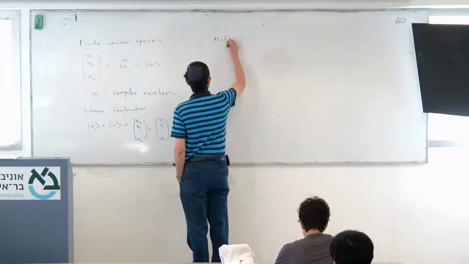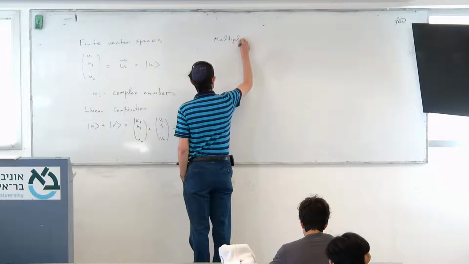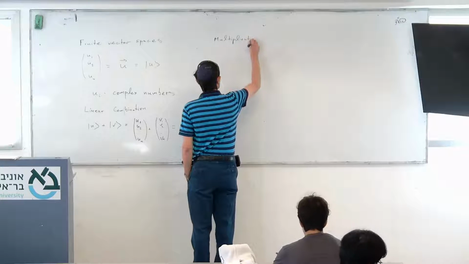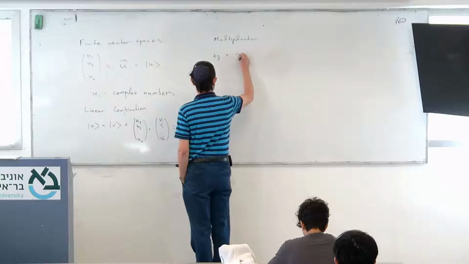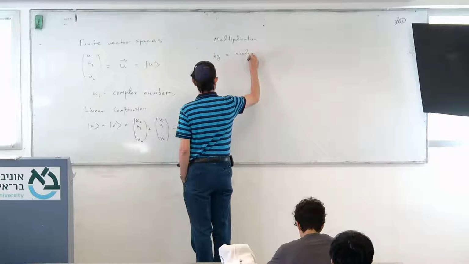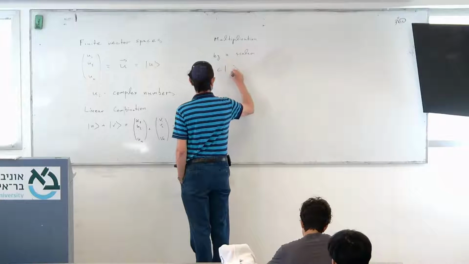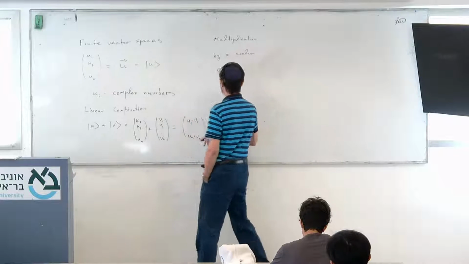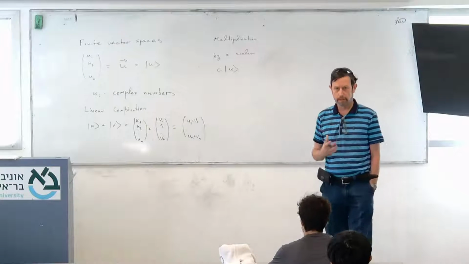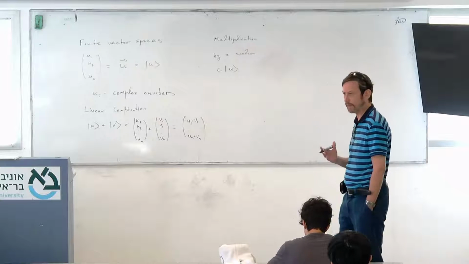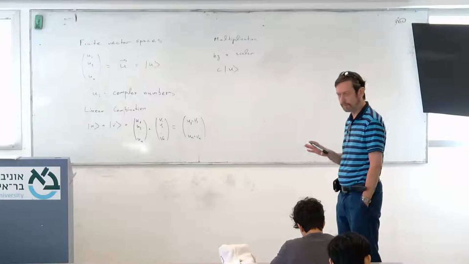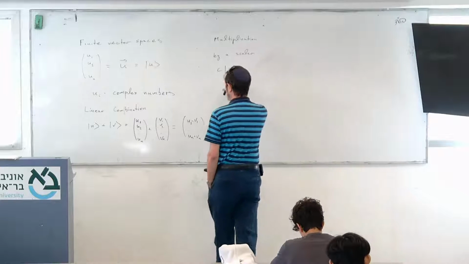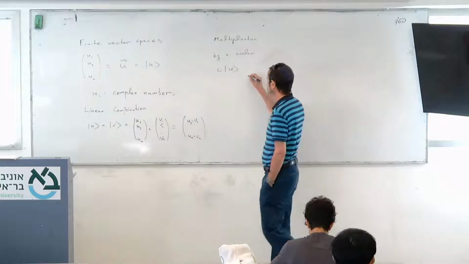Multiplication. I multiply vector u by a scalar c, which can be, of course, also a complex number. Every place that I say a scalar, it could be a complex scalar.